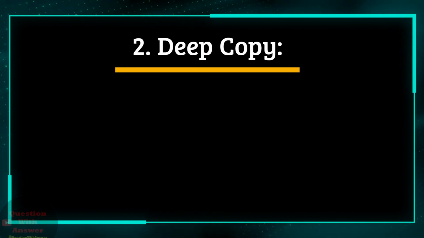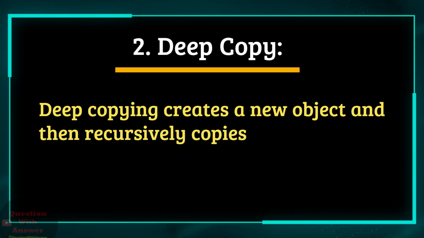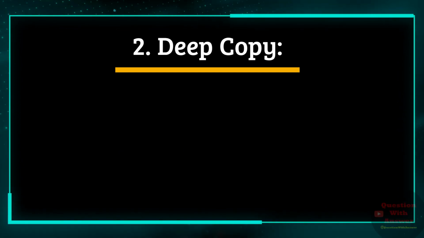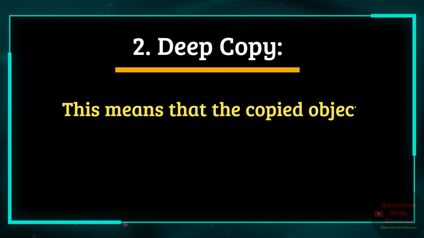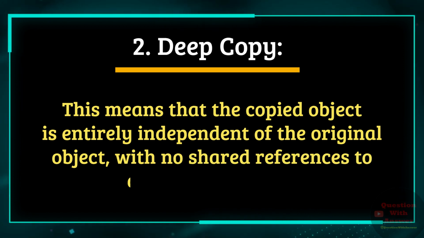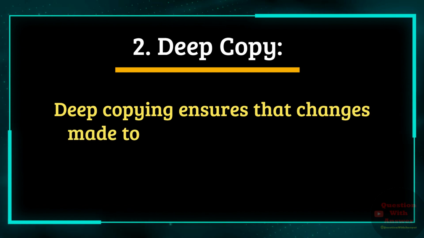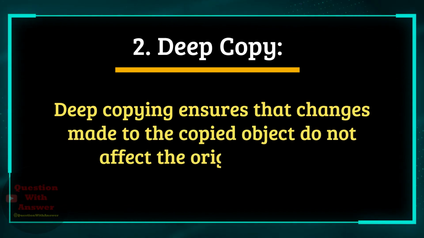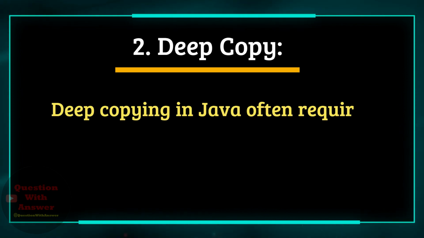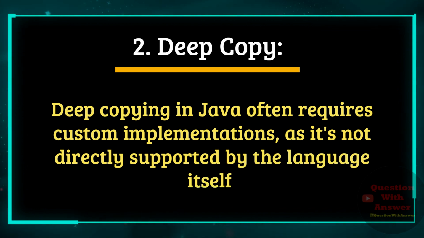2. Deep copy. Deep copying creates a new object and then recursively copies all fields of the original object, including any nested objects. This means that the copied object is entirely independent of the original object, with no shared references to any nested objects. Deep copying ensures that changes made to the copied object do not affect the original object, and vice versa. Deep copying in Java often requires custom implementations, as it's not directly supported by the language itself.